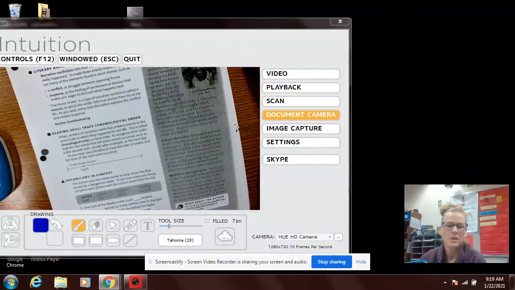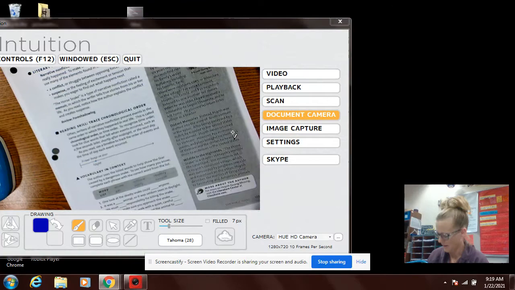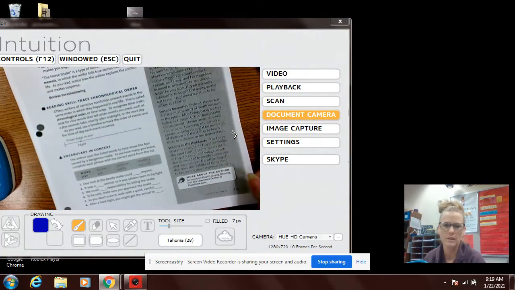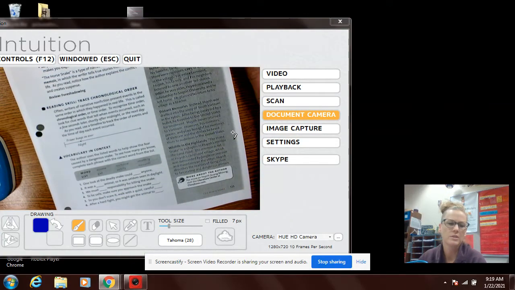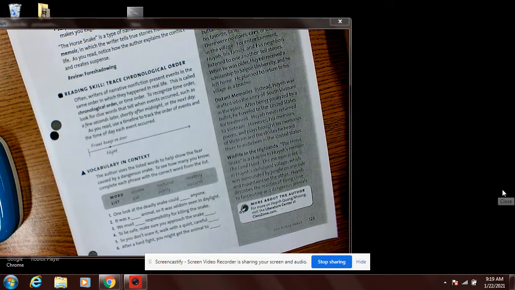Hi guys, so I'm going to record for you the first page of the story for the week, Horse Snake, pages 1, 2, 3. So here we go. And this is located in the schedule below everything.